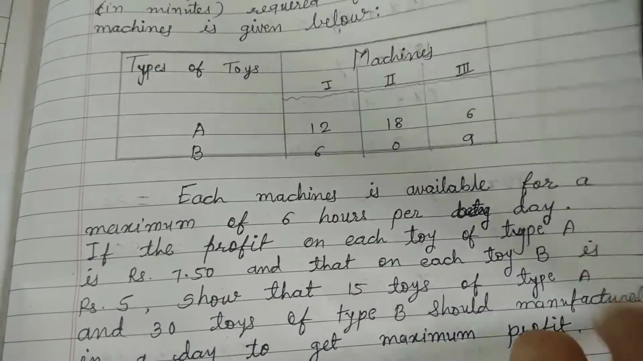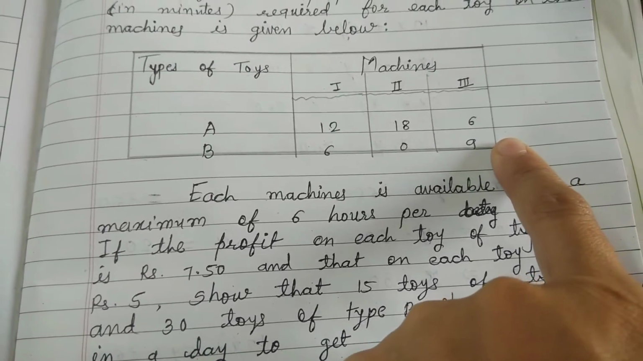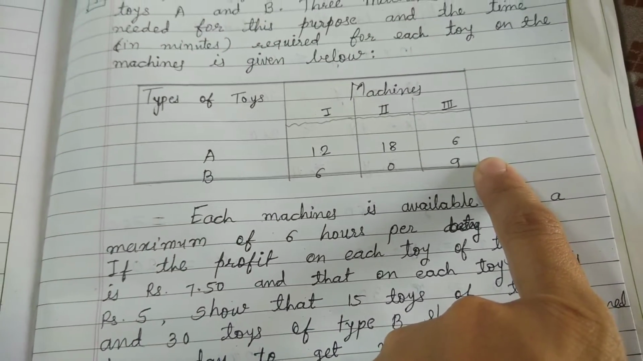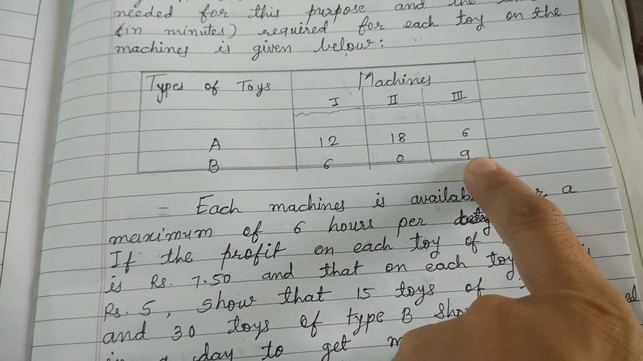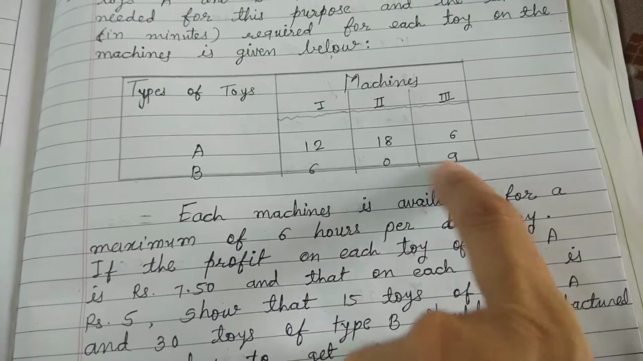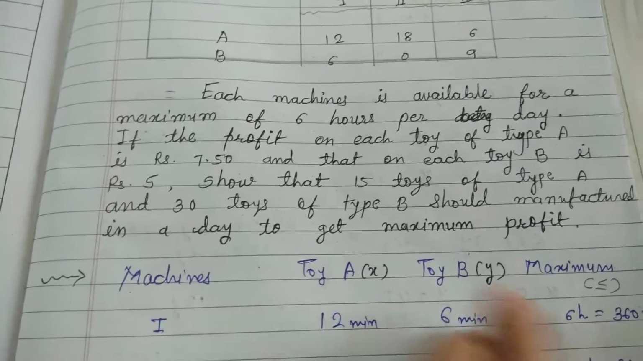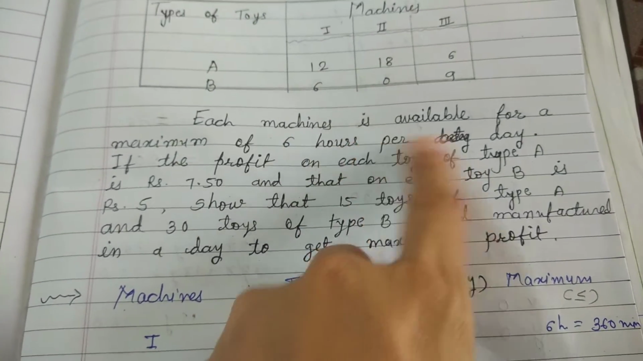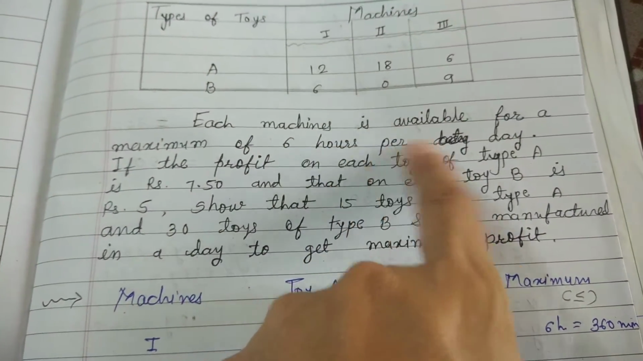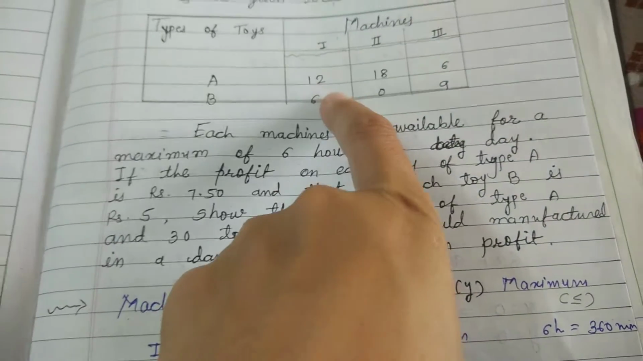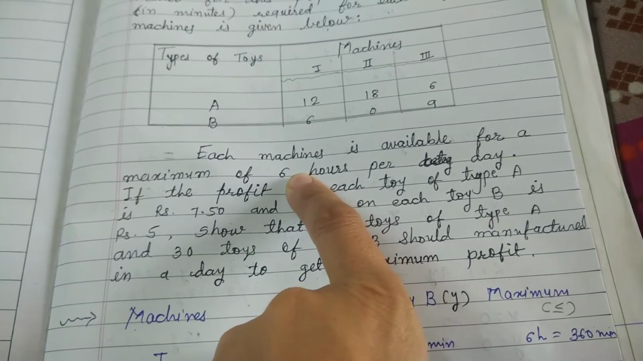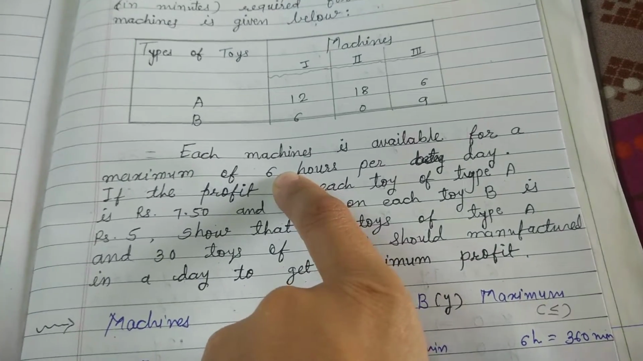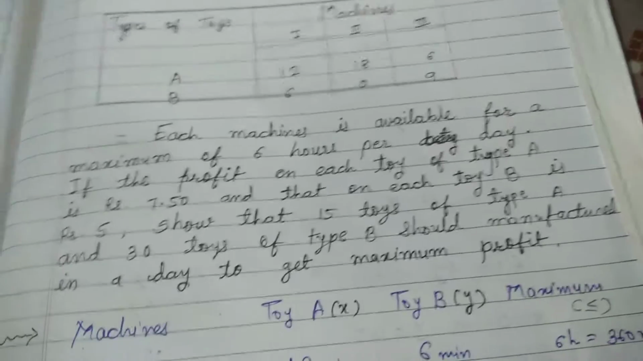In the earlier question they gave all these things in word form, in a sentence. In this one they have given it in a tabular form. So let us make the table here first. And 6 hours, maximum for 6 hours per day. This is also given, this time is in minutes and this is in hours. So we have to first convert 6 hours into minutes.